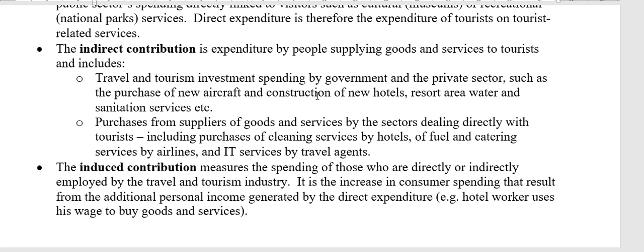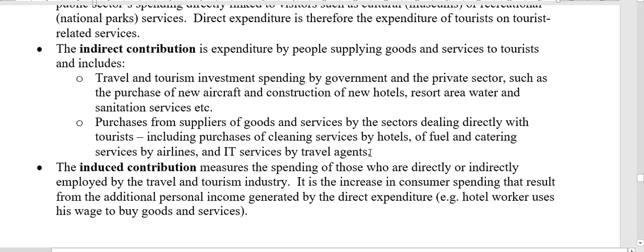If I decide I'm going to build a new hotel, I'm going to build a new holiday resort, I'm going to build a new restaurant that caters for these tourists. All of these things will be part of the indirect contribution. We are spending money to improve the infrastructure to attract the tourists to come. It's not directly for tourism, it is an indirect contribution.